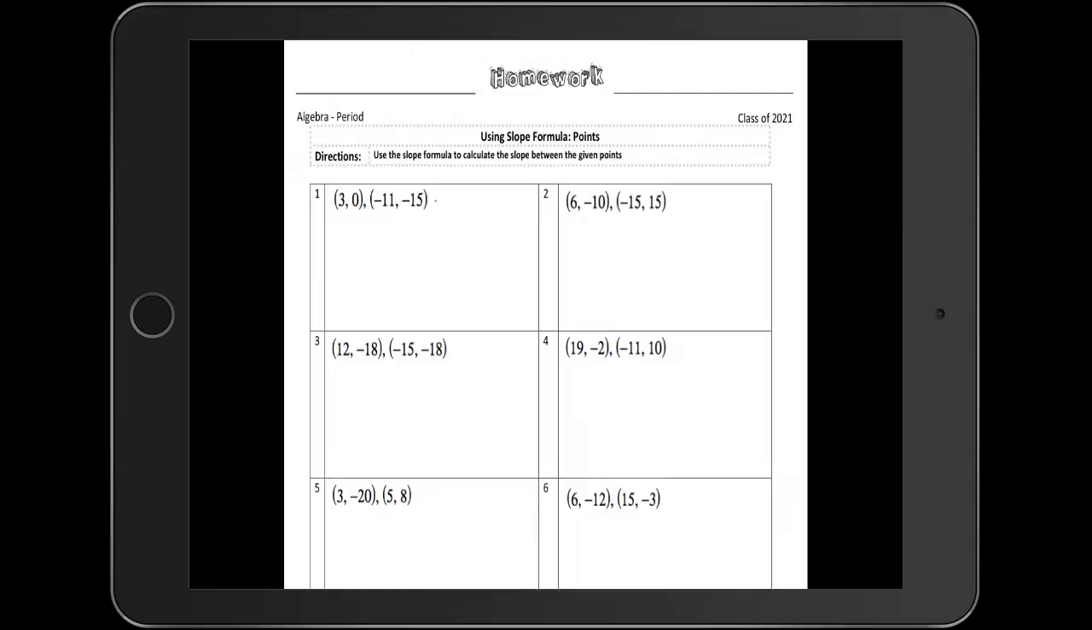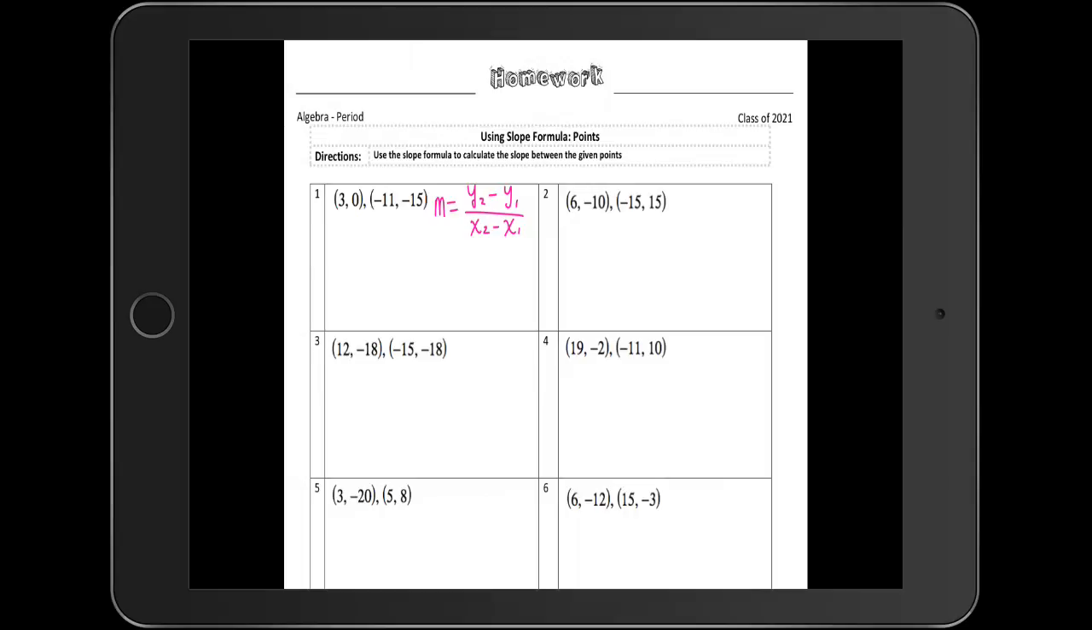Remember, my expectation is that you write down the formula every single time you use it. This will make sure that you know the formula without a doubt when it comes time for you to actually use it and it's worth something. Okay, so we have y sub 2 minus y sub 1 over x sub 2 minus x sub 1.